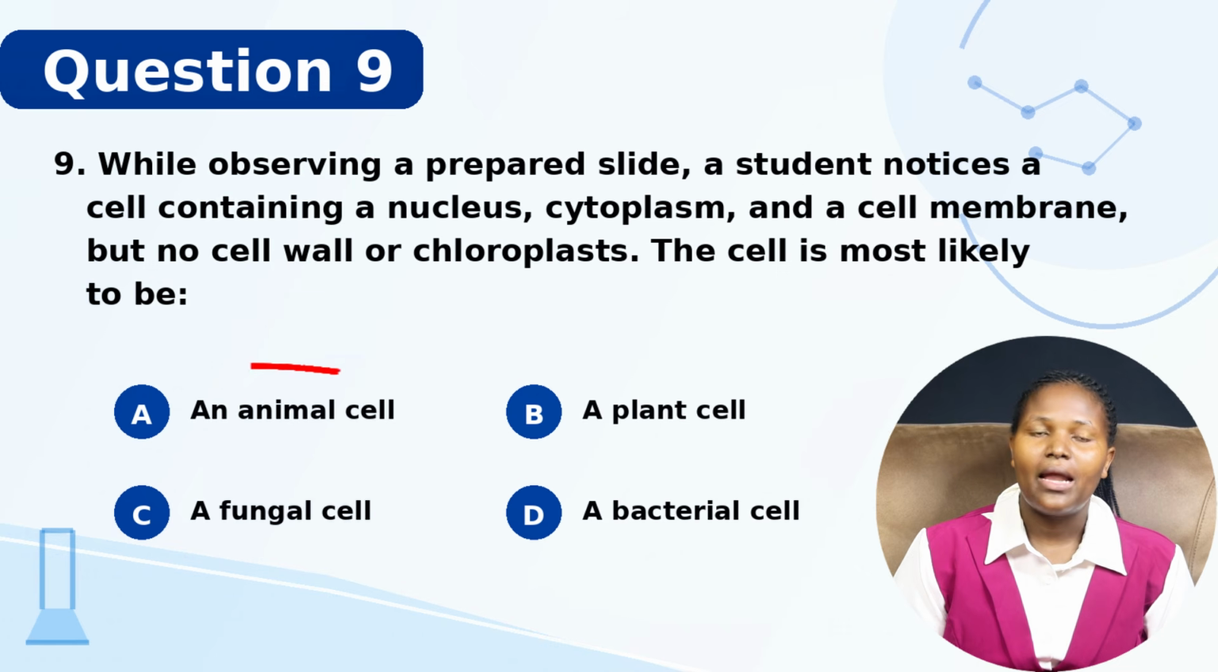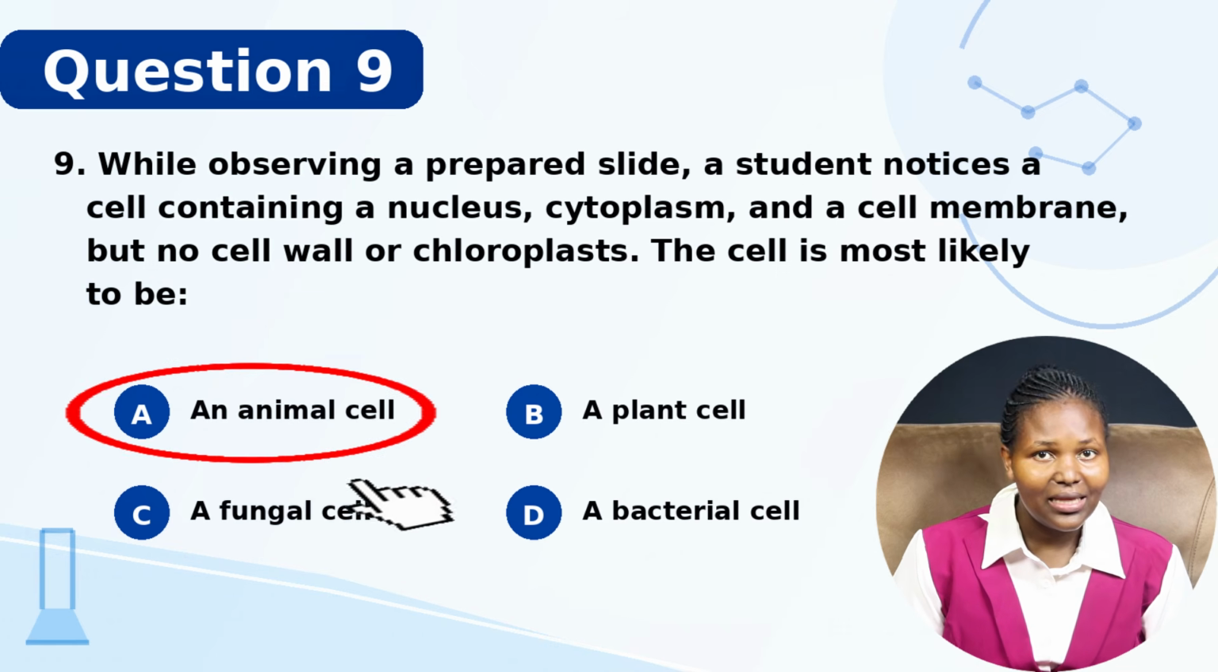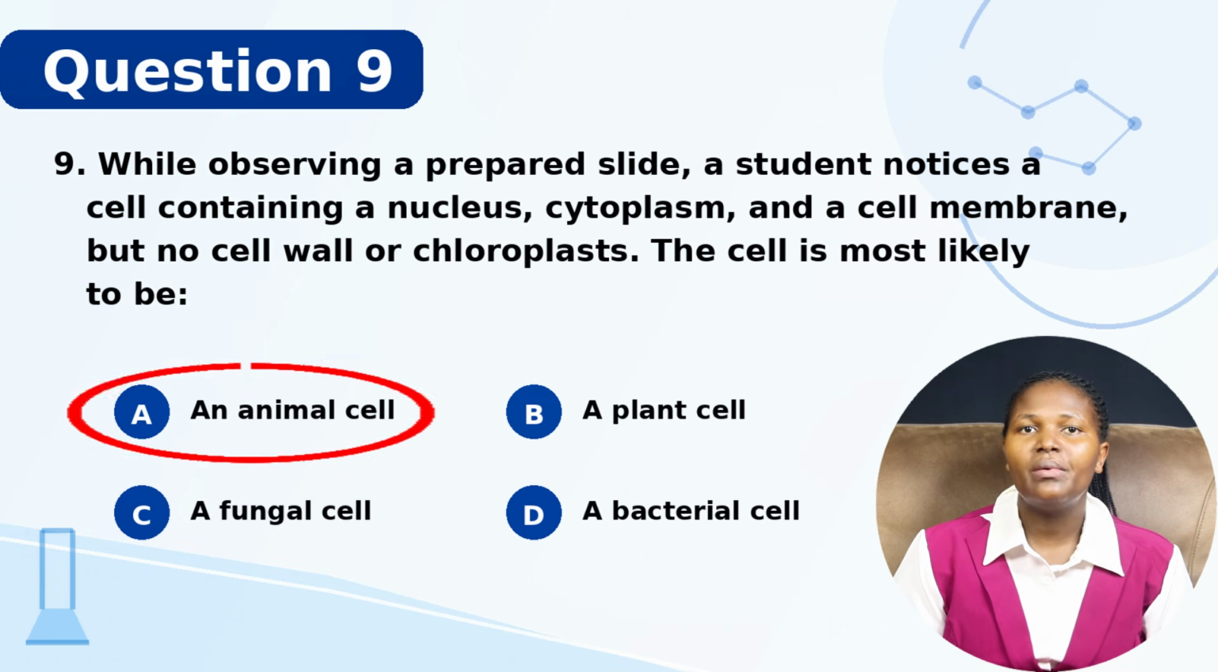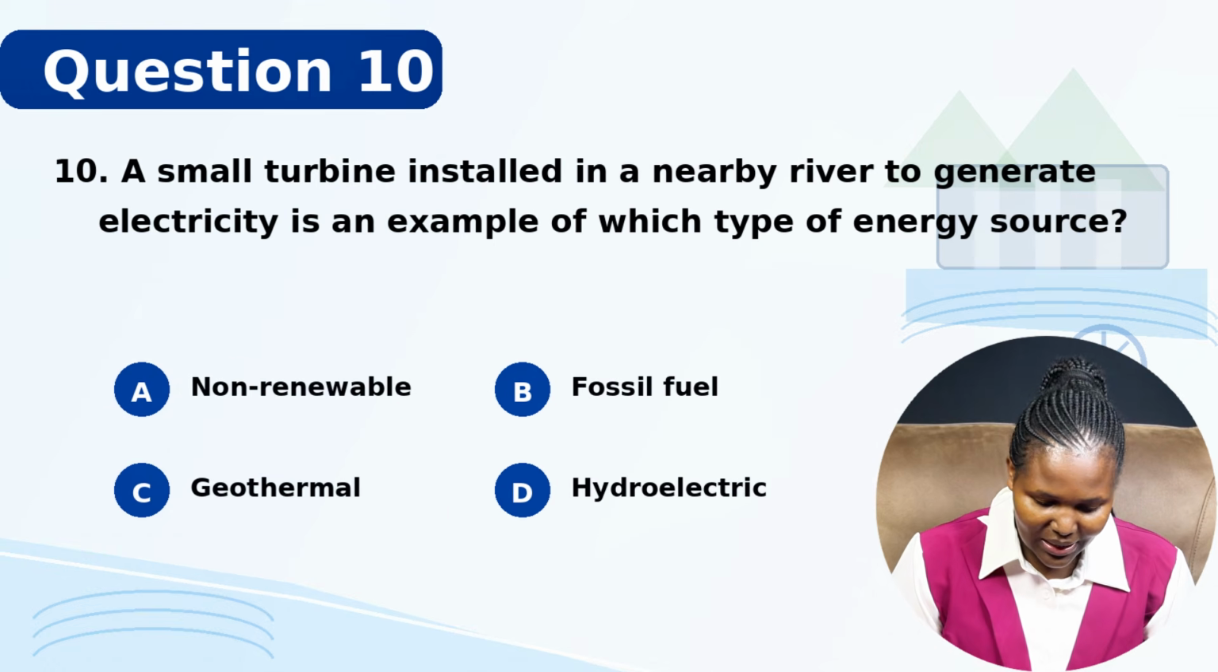You see? Now, a plant cell does have a cell wall and it also has chloroplasts. Fungal cells usually also have a cell wall. Bacterial cells do not have a true nucleus. So when you hear that there is a nucleus, then that is not a bacterial cell, you see. So for you to remember this, you should always remember that animal cells have no cell walls and they do not have chloroplasts. Now let us go to question number 10.